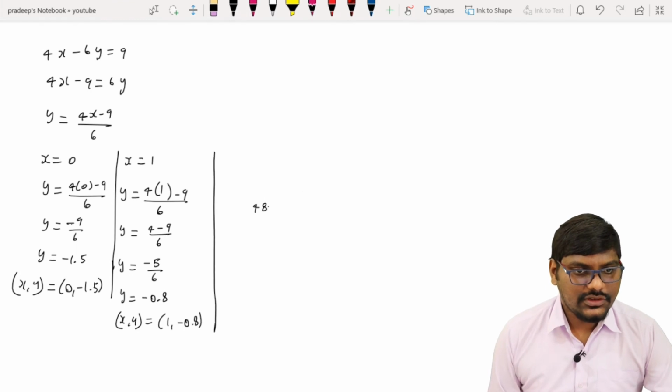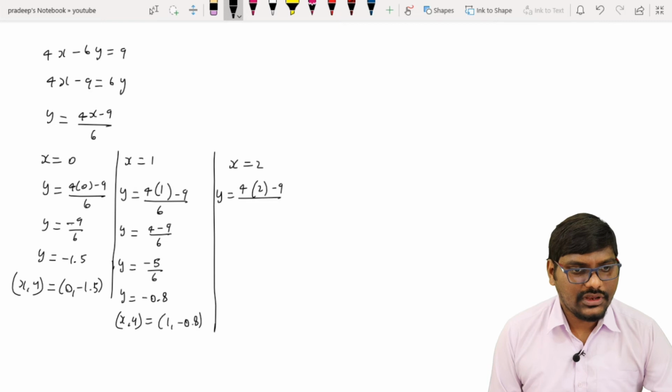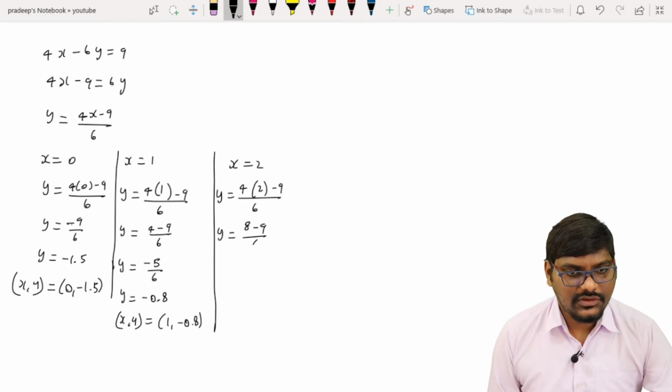Okay, so let's see the third equation, that is x equal to 2. So we got the equation y equal to 4 into, in the place of x I can write 2, so this is minus 9 by 6. So I got y equal to 4 2s are 8 minus 9 by 6, which is y equal to minus 1 by 6.